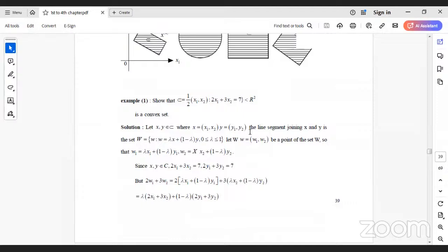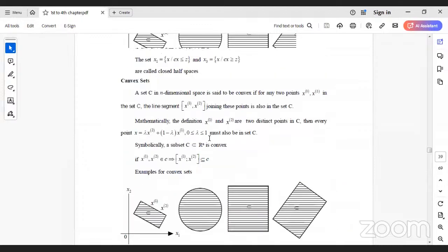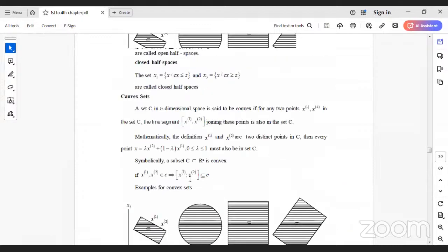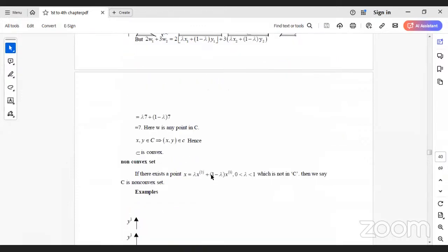And 2y₁ + 3y₂ = 7. So 2w₁ + 3w₂: for w we are taking 2 into λ, substituting λx₁ + (1 − λ)y₁ in place of w₁, and similarly for w₂, as given in the formula. So we are substituting these values here: 2(λx₁ + (1 − λ)y₁) + 3(λx₂ + (1 − λ)y₂). Taking λ common, this is λ(2x₁ + 3x₂) + (1 − λ)(2y₁ + 3y₂) = λ·7 + (1 − λ)·7. So the λ terms cancel and only 7 remains. Therefore the point w belongs to S, and the subset is convex.